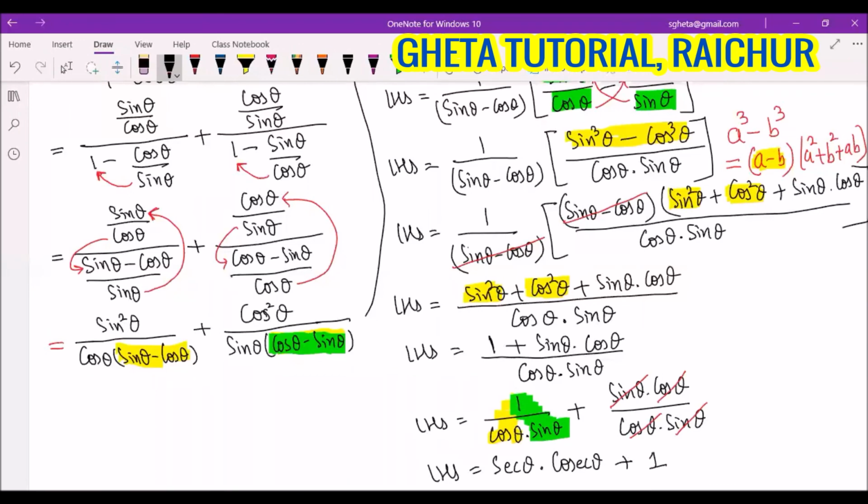So here the LHS is equal to RHS. Hence proved.